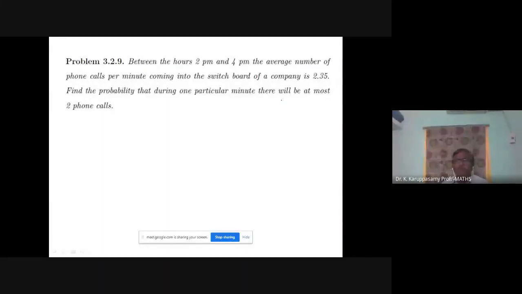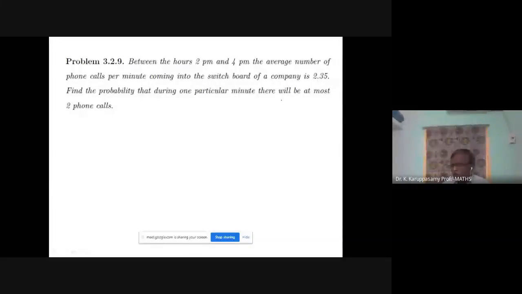Let us solve this problem. Between the hours 2 p.m. and 4 p.m., the average number of phone calls per minute coming into the switchboard of a company is 2.35.